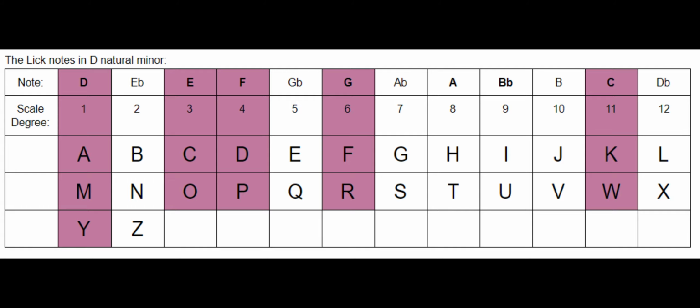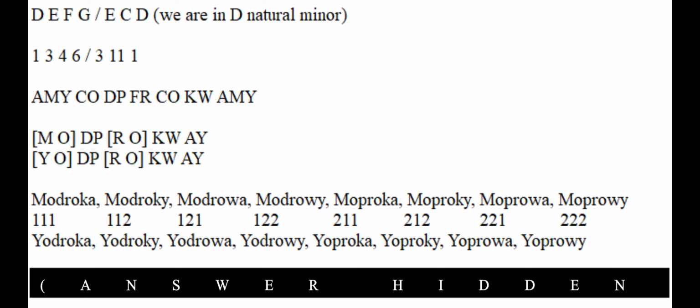We have D, which can hide the letters A, M, or Y. We have E, which can hide the letters C and O, and so on. I figured out an answer of what the Licc spells. But before I show that to you, let's explore the Amy code a little more.